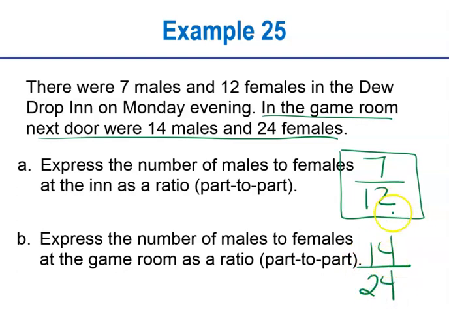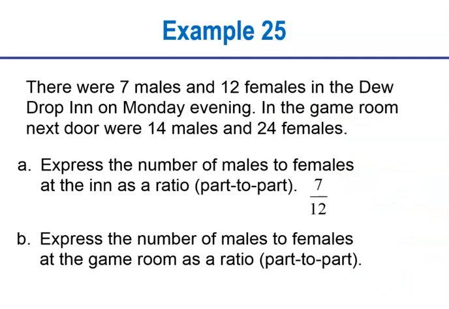But the difference between these two ratios is that 14 over 24 can be reduced. They both can be divided by 2. 14 divided by 2 is 7, and 24 divided by 2 is 12. My brain was ahead of my mouth. Notice this is exactly the same ratio. So even though there were different numbers in the Dewdrop Inn versus the game room, it is the same ratio of males to females. And typed up, we have our answer, 7/12 for the first one, and then 14 over 24, or 7/12 for the second one, just like we said.